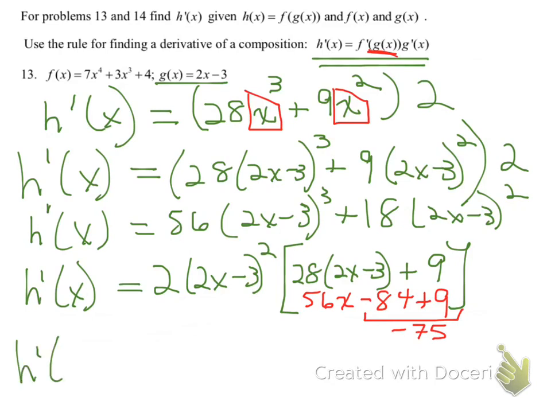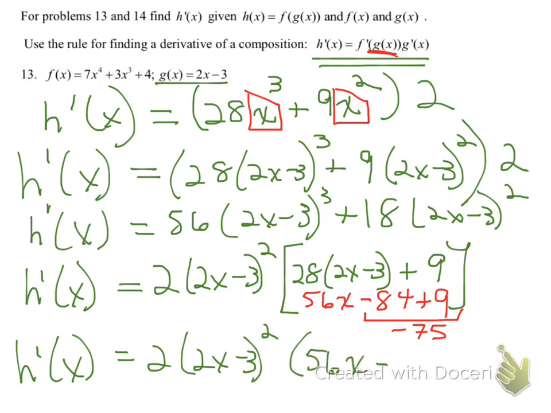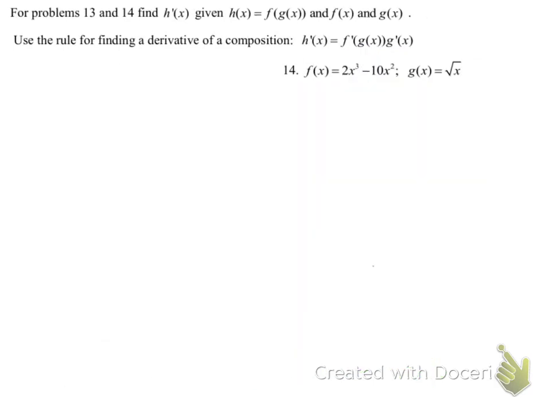Okay, so let me change my color again. My final answer is going to be h prime of x equals 2 times 2x minus 3, and then that's squared, times 56x minus 75, and there's nothing that can be reduced further. So that's a nice answer. So that's your best form. So let's go ahead, we'll do number 14 on the next page.